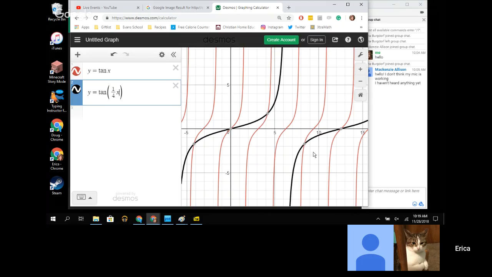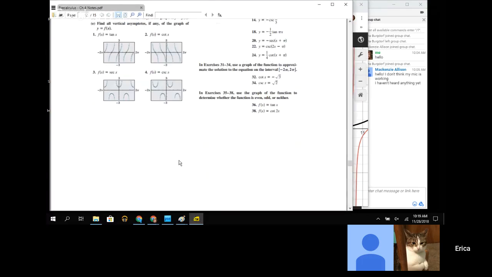Okay, and then 31 through 35, I do want to do a quick example for that. So I just want you to be aware. It says, use a graph of the function to approximate the solution to the equation on the interval from negative 2 pi to 2 pi. So they want to know what are the solutions of the cotangent of x equals negative square root of 3.